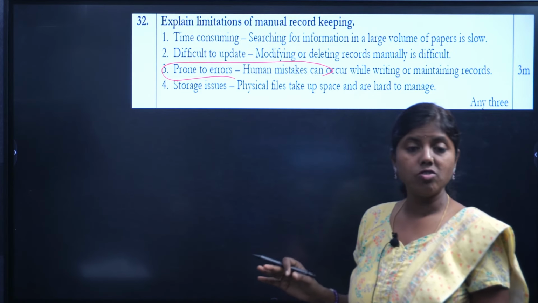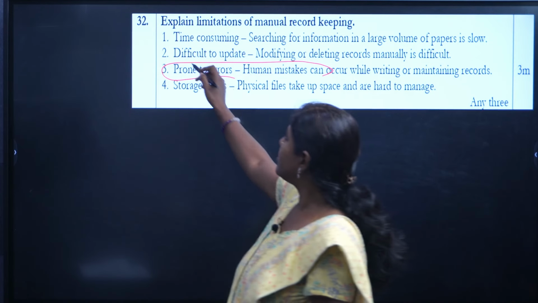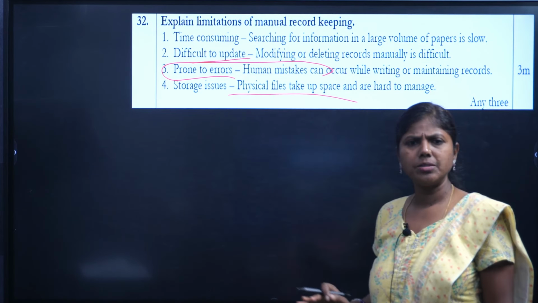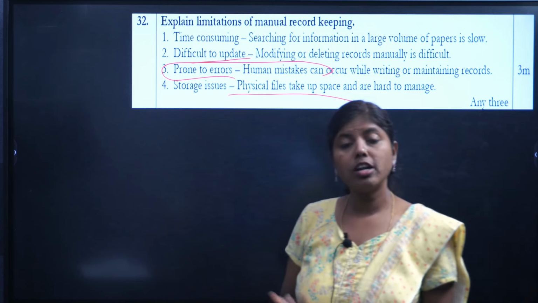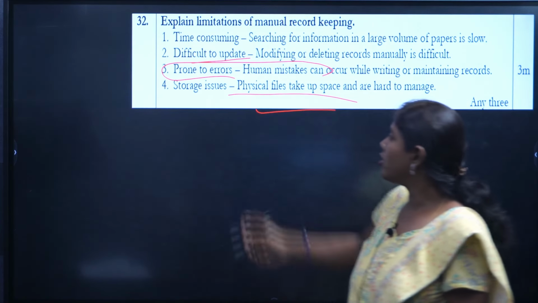Inconsistency. It results in wrong results, you're going to get it. Is the point clear? Difficult to update. There is a storage issue. What if the register only got damaged? So there are so many possibilities. So these are the limitations of the manual record system.